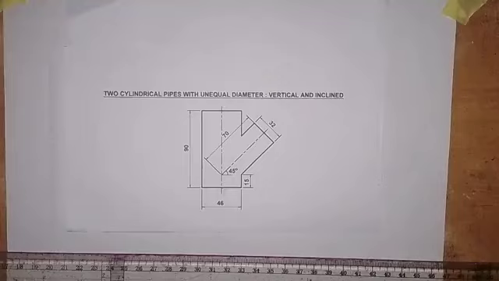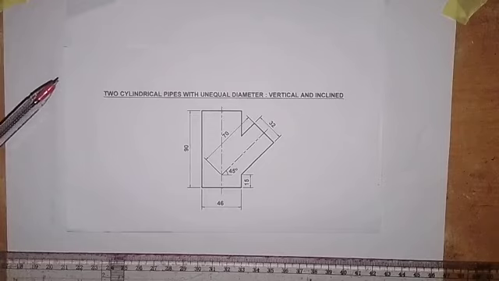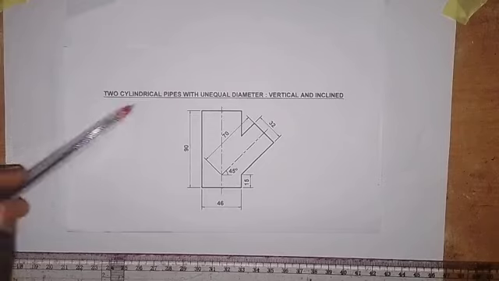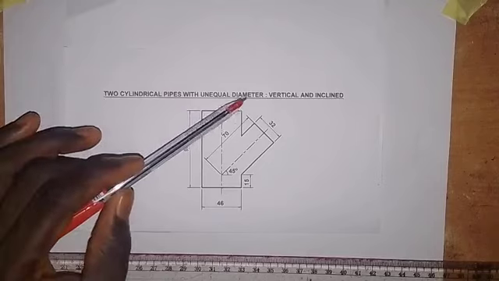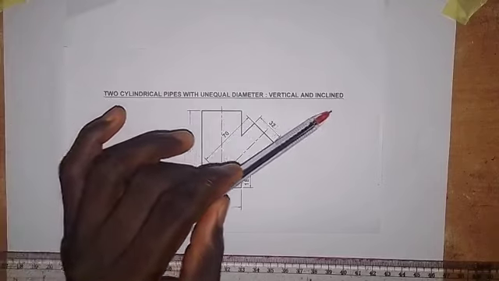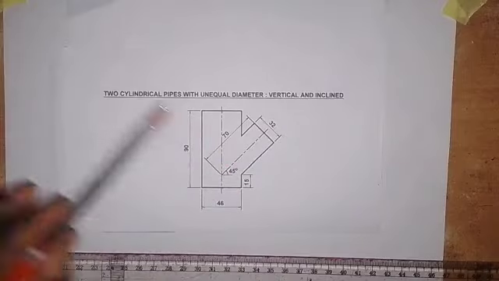Welcome to the channel. Here we are going to continue from where we stopped on intersection of solids, as we have looked at the first two videos, and this is the third one in which we have two cylindrical pipes with unequal diameter. One is vertical and the other is inclined, as you can see here on the screen.